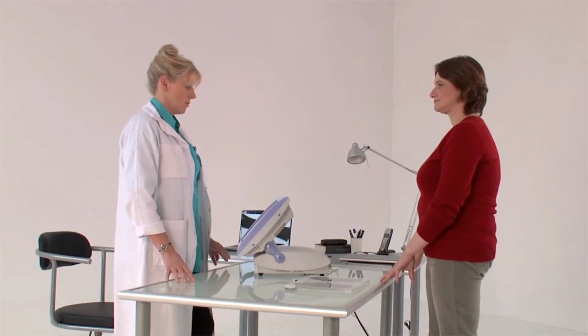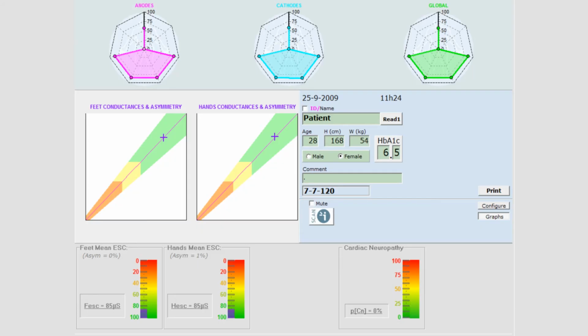A double beep indicates that the scan is complete. The patient's report is automatically generated. The measured conductances are expressed in microsiemens.